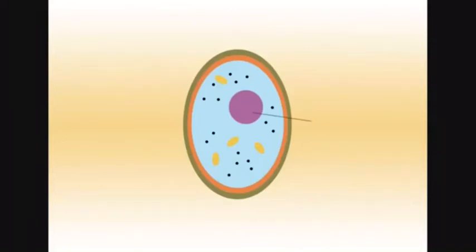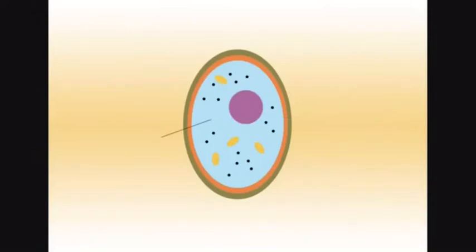This large round thing is the nucleus. This is a very important part of the cell. Inside the nucleus is the DNA. The DNA is the instruction manual for the entire cell. It holds all the information for everything that the cell needs to make.